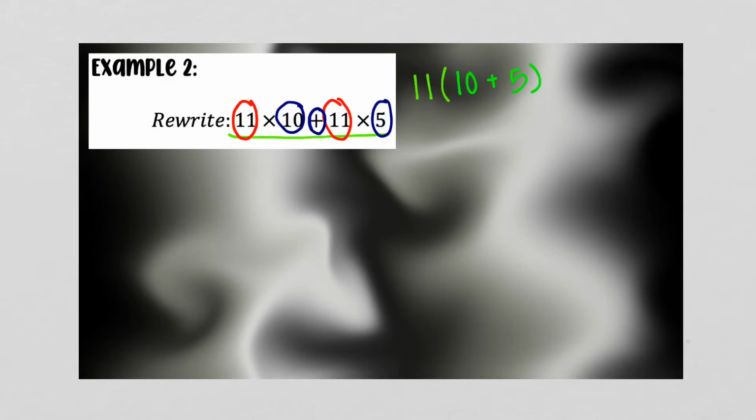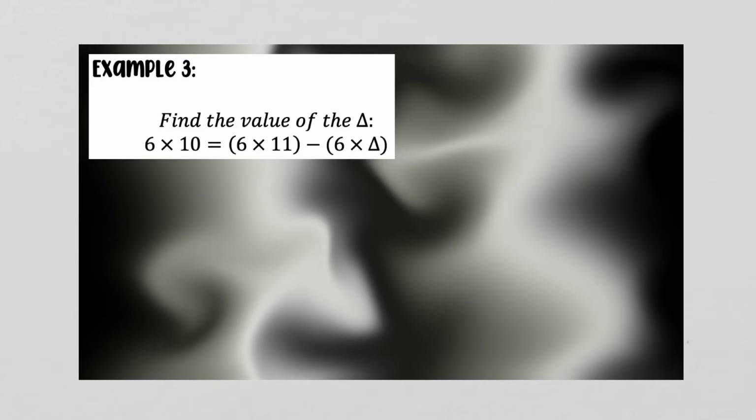So you'll be asked to expand in your assignment and also rewrite in your assignment. So remember how we did it here. Now this next one is a little weird. It's more problem solving. I'm asking you in example 3 to find the value of the triangle. So your triangle is right here at the very end.